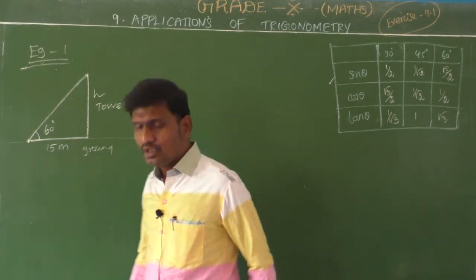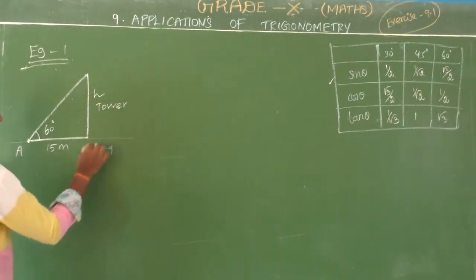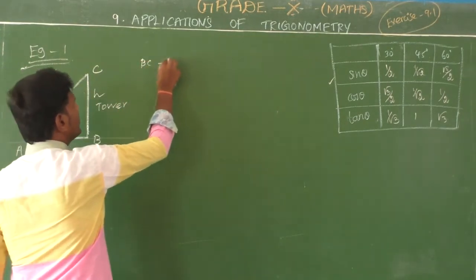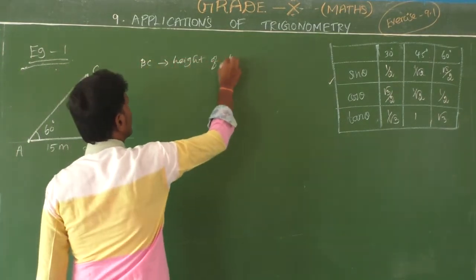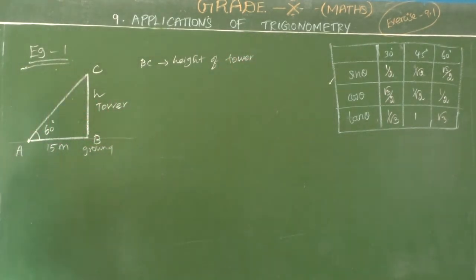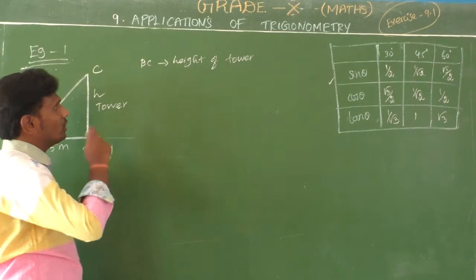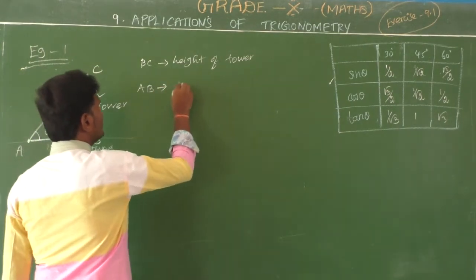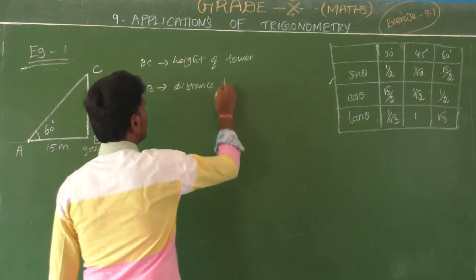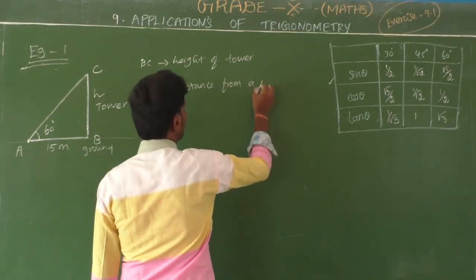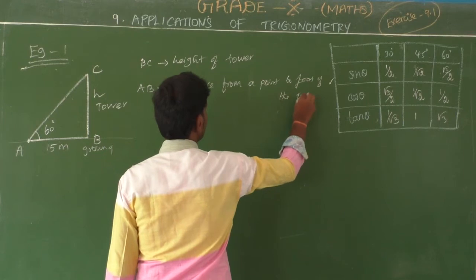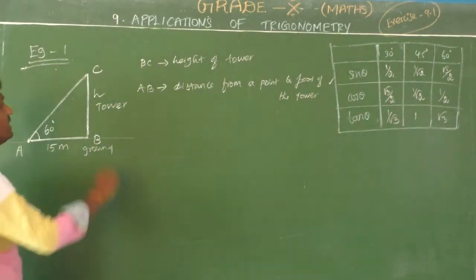Yes students. Now I am going to give you the names, that is A, B, C. Now BC is the height of the tower, and AB is the distance from a point to the foot of the tower. The notations are easy. Without notations, some of the students get confused. That's why I am giving you these. Now what are we going to find? The height of the tower.